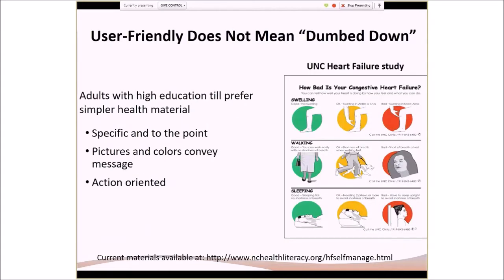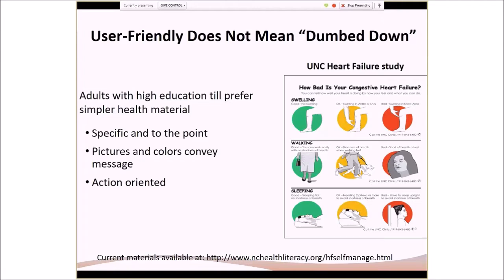All the materials we've developed, we have developed in English and Spanish. This came out of University of North Carolina. It's for congestive heart failure. I like this. It's simple. It's to the point. They are talking about 3 things that people can monitor themselves on and know if they're in the green zone, the caution zone, or the red zone.